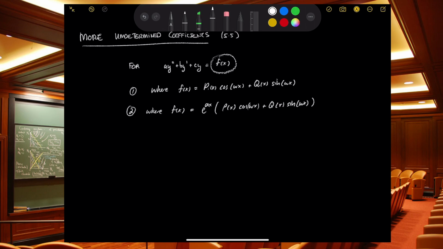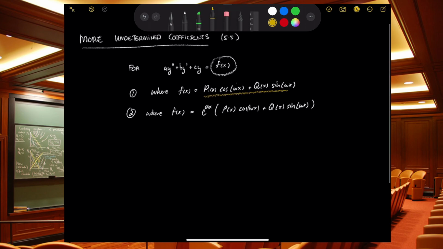That's either of the form some polynomial times cosine of omega x, so there's some frequency here, plus some other polynomial times sine omega x. They have the same frequencies. These polynomials can be different. They can be just constants, which is primarily the case we're going to look at, but I'll show you how to deal with it when they're not.